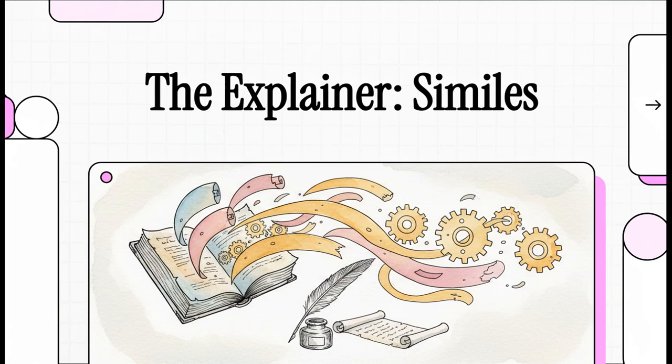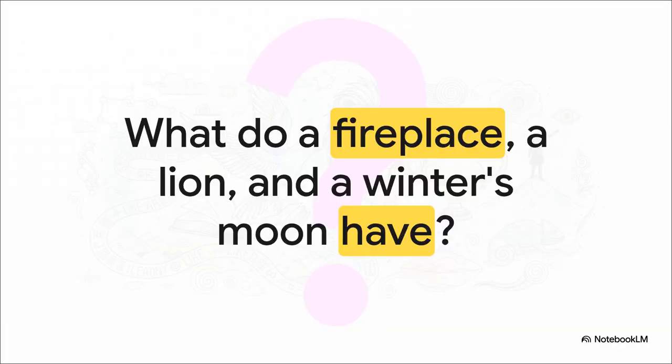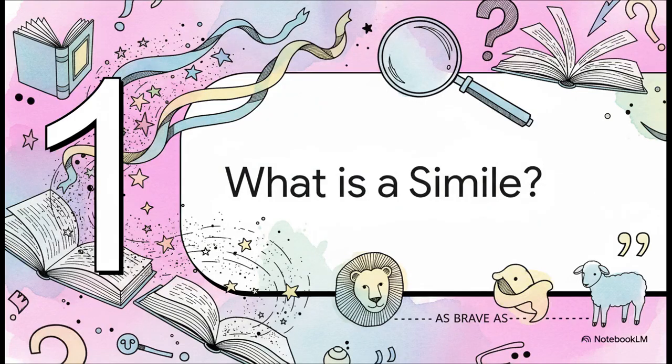Today, we're jumping right into one of my favorite things in the Writer's Toolkit, a super powerful and, honestly, beautiful device called the Simile. All right, so let me ask you something. What in the world do a fireplace, a lion, and a late winter's moon have in common? I know, it sounds like the setup to a really weird joke, right? But the answer is actually a simple literary trick that I promise once you get it, you're going to see it everywhere. So let's solve that little riddle.